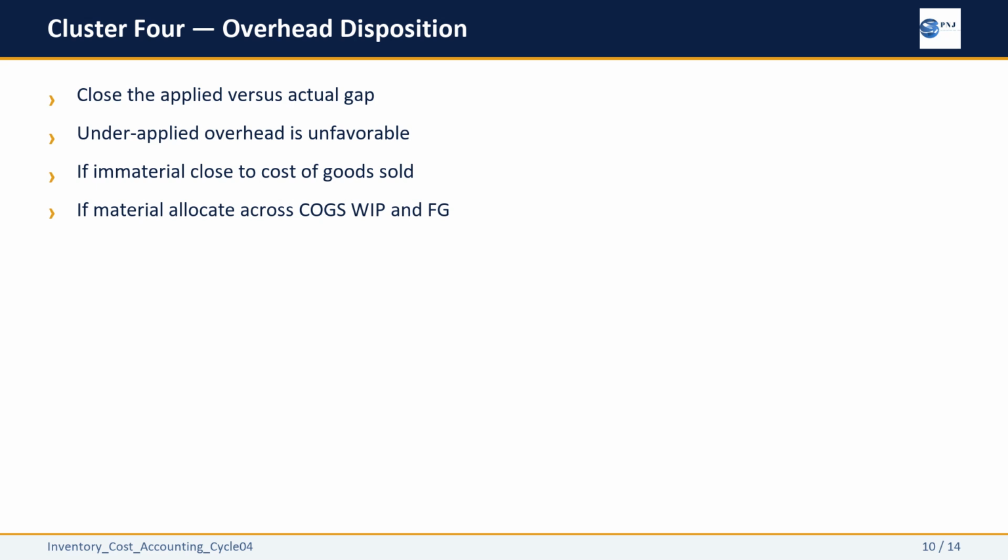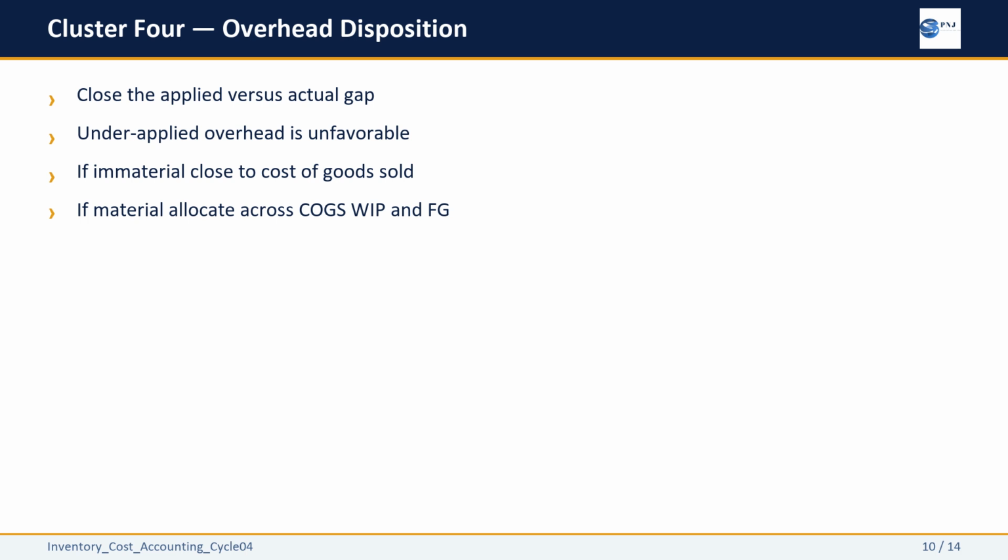Remember the gap between actual and applied overhead from Entry 6. Entry 11 disposes of it at period end. In the underapplied, unfavorable case, you debit manufacturing overhead variance for the underapplied amount. Now the treatment depends on size. If the amount is immaterial, you simply credit cost of goods sold and close it there. If the amount is material, you credit cost of goods sold along with work in process and finished goods inventory, allocating it proportionally across all three.